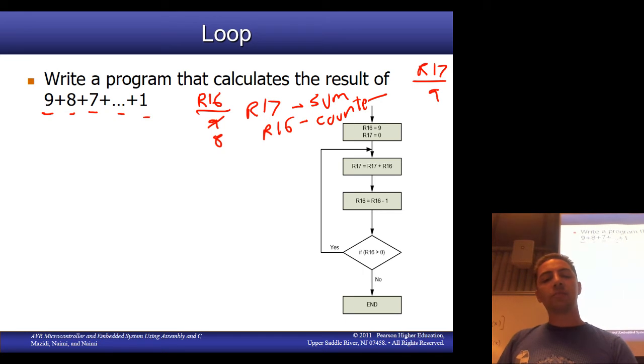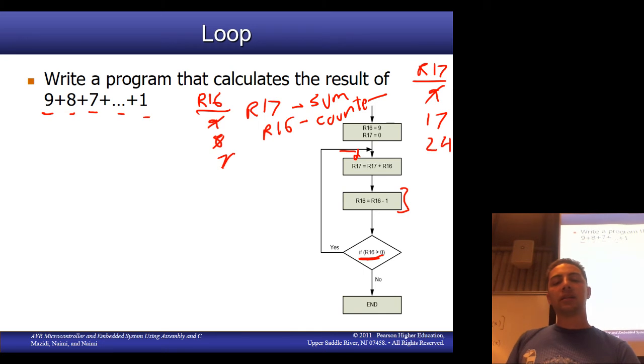When we subtract 1 from 9 in this update block, that's going to affect the flags. So we saw already that probably we're not going to use the greater than branch. We're going to use the not equal to branch. So 8 is obviously not 0, so we jump back up to the main body of the loop, and then we add 8. So that gives me 17. We decrement this to 7. 7 is still not 0, so we jump back up. That's 24. Okay. Let's skip ahead.